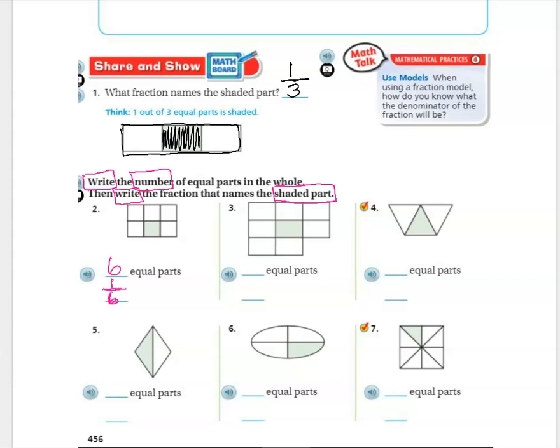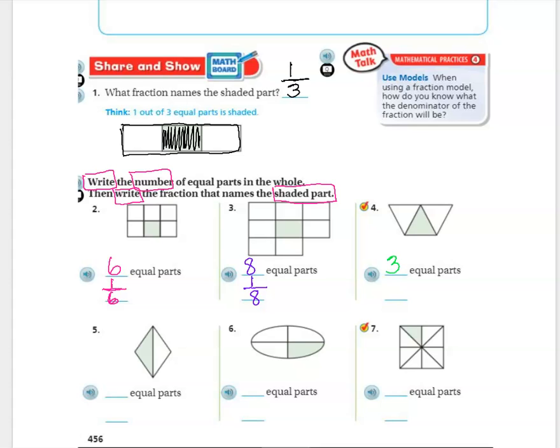Go ahead and write the number of equal parts. And then go ahead and write your fraction. So we have 8 equal parts. And then we'll draw our fraction line. So we have 8 equal parts, and 1 of them is shaded. Okay, let's go to number 4. Go ahead and write the number of equal parts and the number shaded.